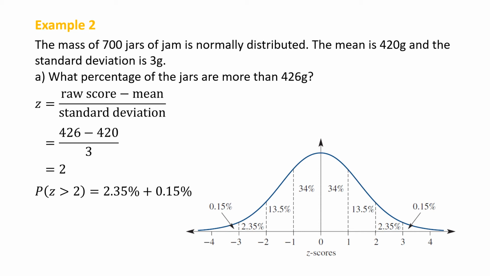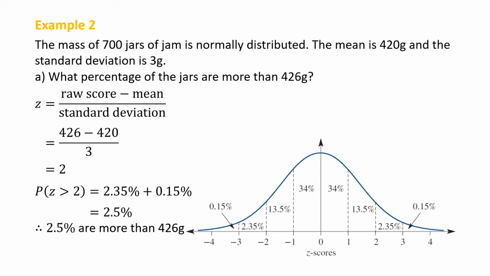All right, remember that we've got 99.7 between 3 and negative 3. So that means we've got a total of 0.3 outside of those numbers. So half of that 0.15 will be less than negative 3, and half of that 0.15 will be greater than positive 3. So then the probability that my z-score is going to be greater than 2, well, that's going to be 2.5%. So then what percentage of the jars are more than 426 grams? Well, it's 2.5%.